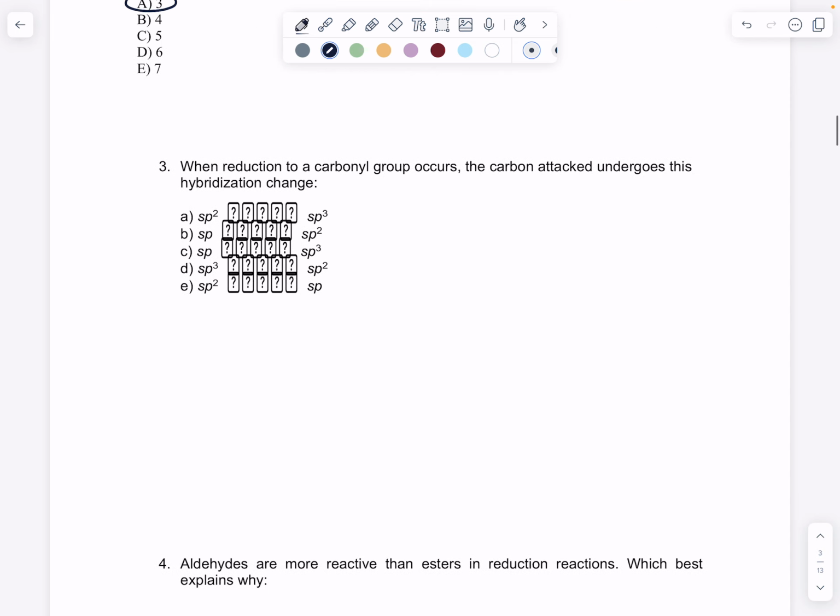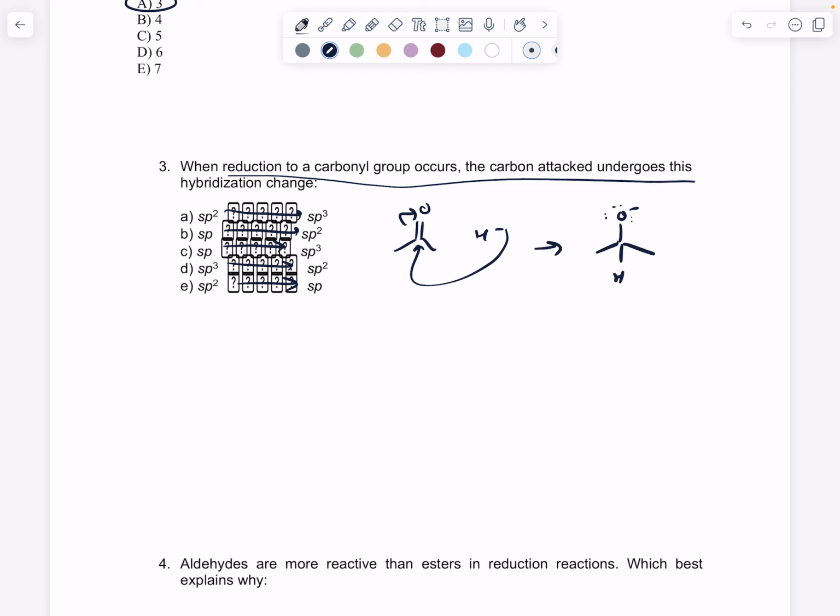I don't know why my app got rid of this, but it's just an arrow that goes from this to this. So when reducing a carbonyl, when a reduction to a carbonyl group occurs, so we've seen a carbonyl group, oops, that shouldn't be negative, with a hydride, make a reduction, we get O minus. The carbon, so that's a reduction. When a reduction to the carbonyl occurs, the carbon attacked undergoes this hybridization change.